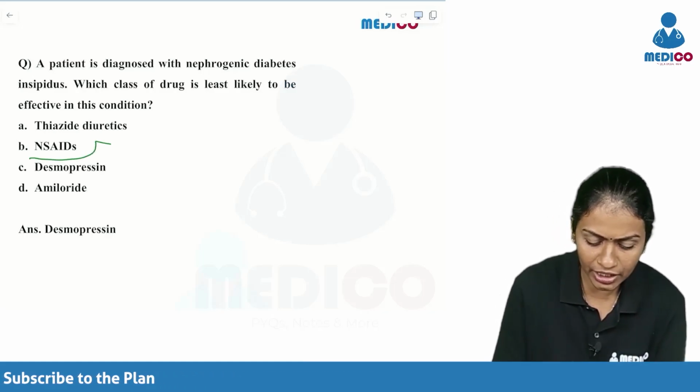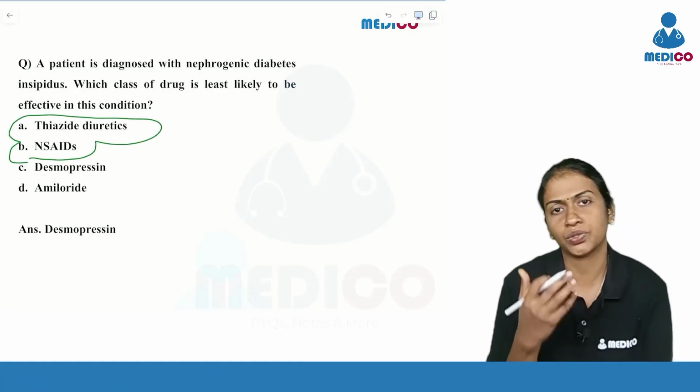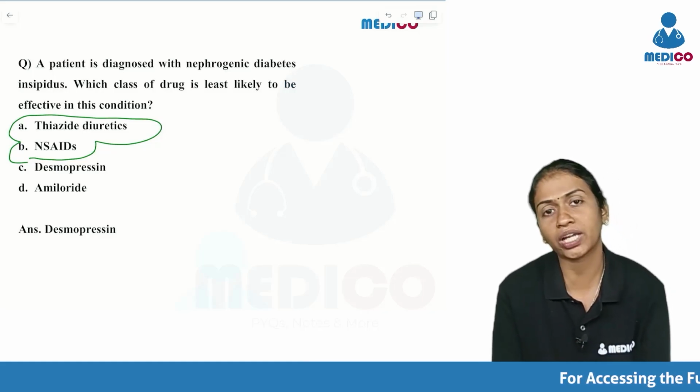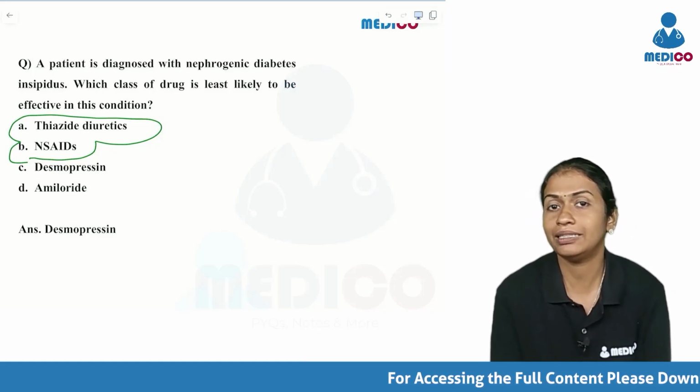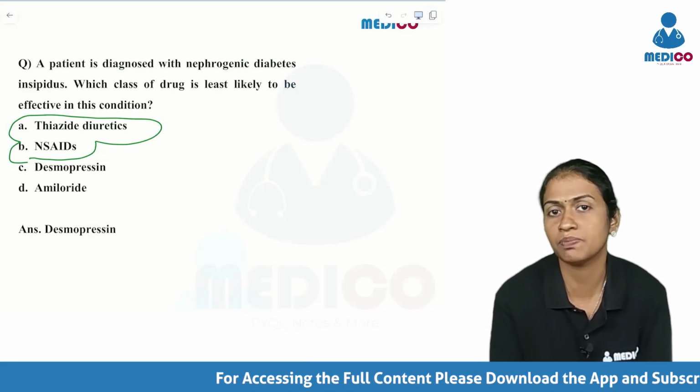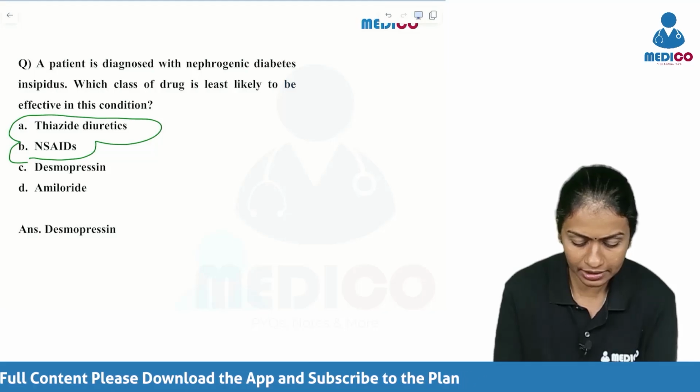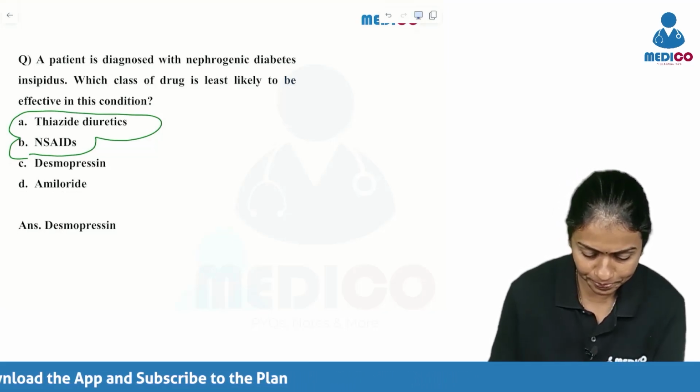NSAIDs and thiazide diuretics help by reducing your urine volume and amount. And amiloride is mainly useful for lithium-induced diabetes insipidus by blocking the epithelial sodium channels. So the answer here is desmopressin.